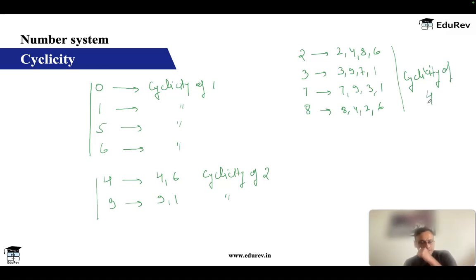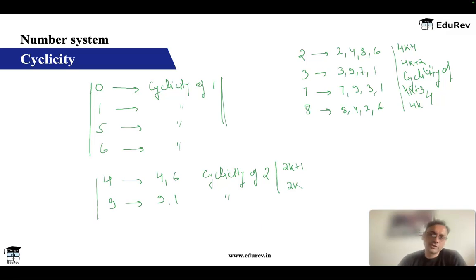So all my digits have cyclicity of either 1 or 2 or 4. What will you do in case cyclicity is 1? You don't really have to do anything. In case cyclicity is 2, you will have to divide the power by 2, and if the remainder is 1, then the answer is the first one. That means the power should be of the type 2k plus 1, and in the second case the power should be of the type 2k. If the cyclicity is 4, we saw in the previous example, if the power is 4k plus 1, then first case, 4k plus 2, then second case, 4k plus 3, then third case, and 4k, then fourth case.